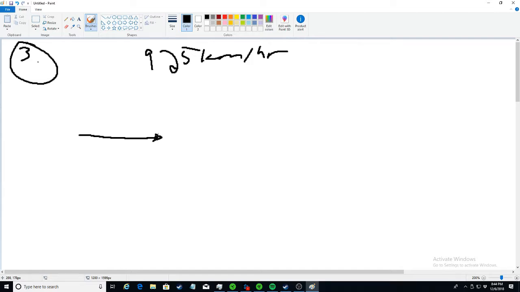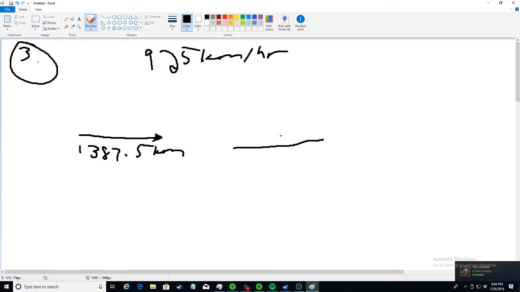We don't have to do anything else besides multiply this by the length of time, as distance is rate over time. And for that, we're going to end up getting 1387.5 kilometers. The second one is a little tricky, as it's going to travel 135 degrees northwest.